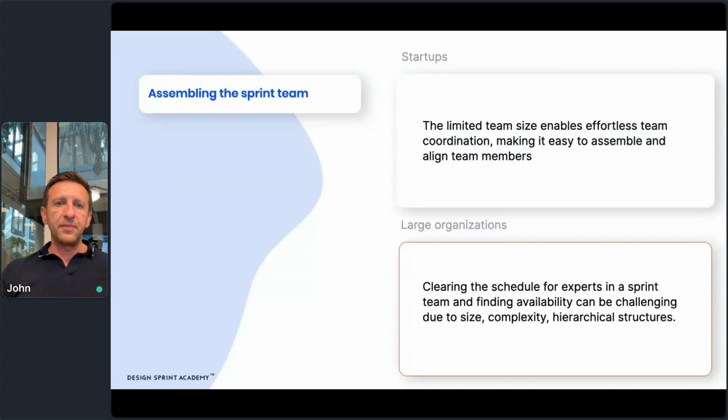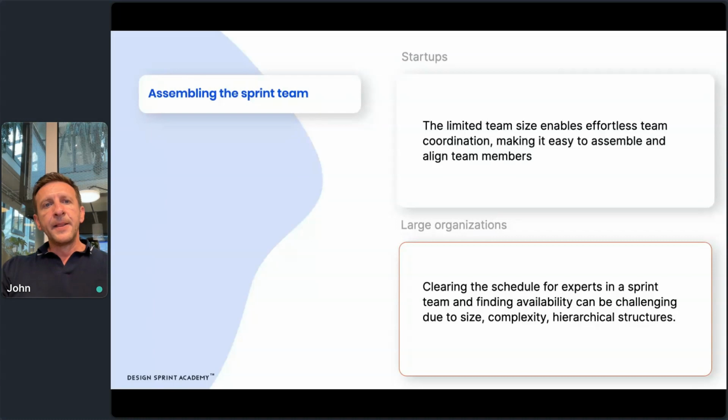That's not the same thing in a large organization. Clearing schedules for experts can be very daunting. And then you have organizations with hundreds or thousands of people. How do you know which people you want to bring in there? There's lots of challenges due to size, the complexity, the hierarchy. You need managers' approval to get the right people in the room. So you face all of these challenges assembling the sprint team.